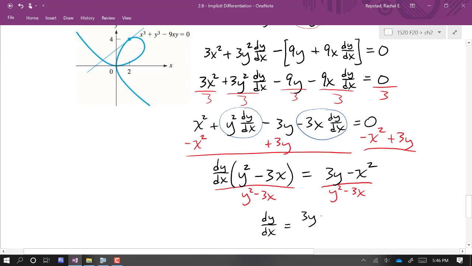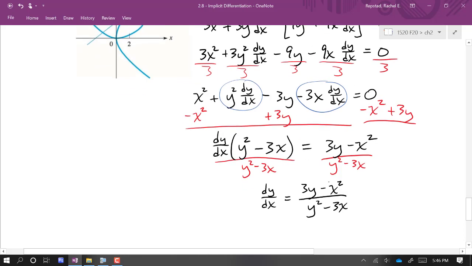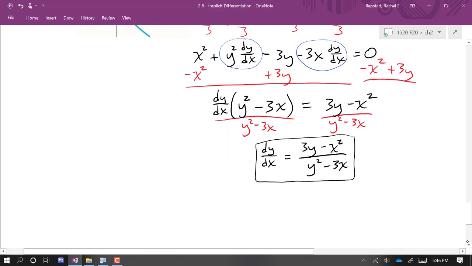So this is the derivative. This is dy dx. This is what will give us the slope of a tangent line at any given point that's on the curve. So now we can finish this problem. They asked us to find the tangent slope at the point 2, 4.